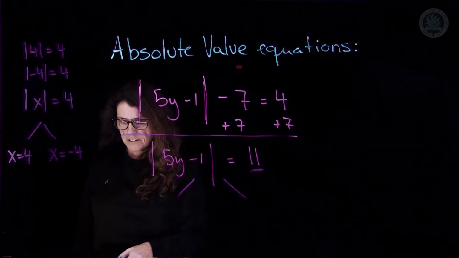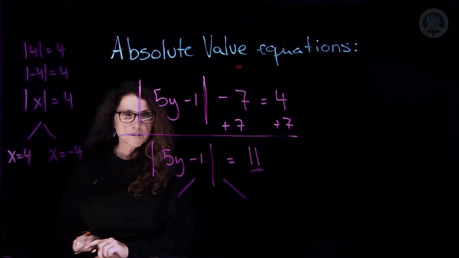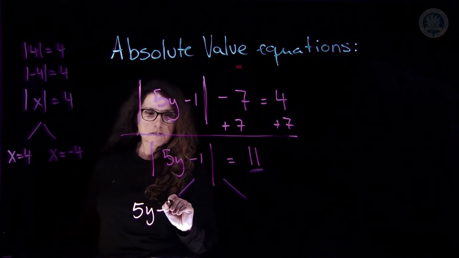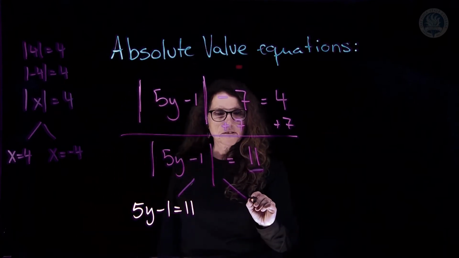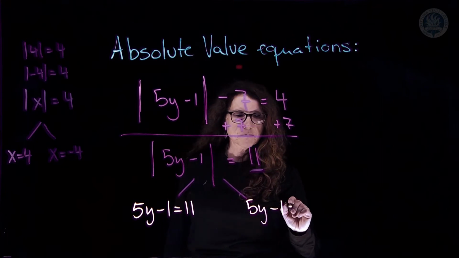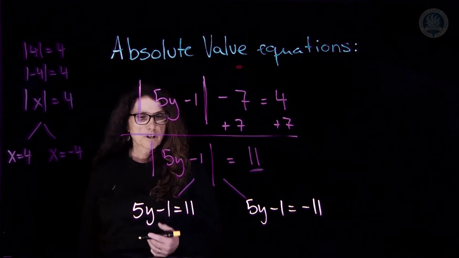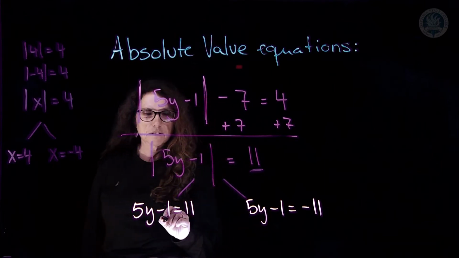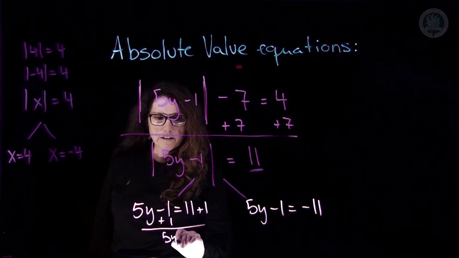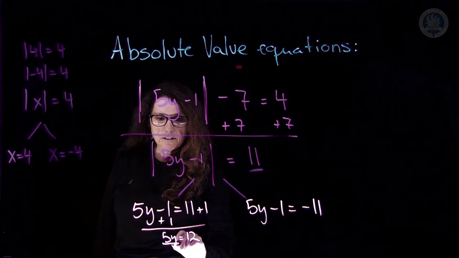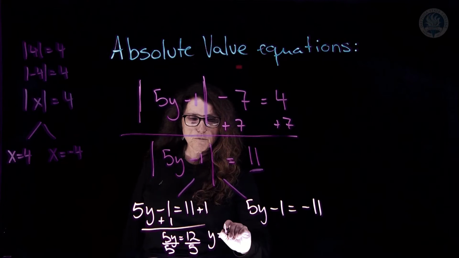So now I'm going to rewrite this problem without the absolute value bars. This becomes 5y minus 1 equals 11. That's my first problem. And the second problem would be 5y minus 1 equals negative 11. Now we solve this equation just like we would solve any other equation. Add 1 to both sides. 5y equals 12. Divide by 5. And yes, again, our answer is a fraction, which is 12 over 5.